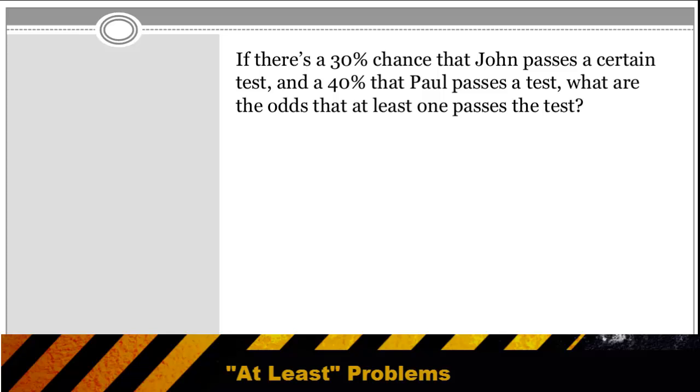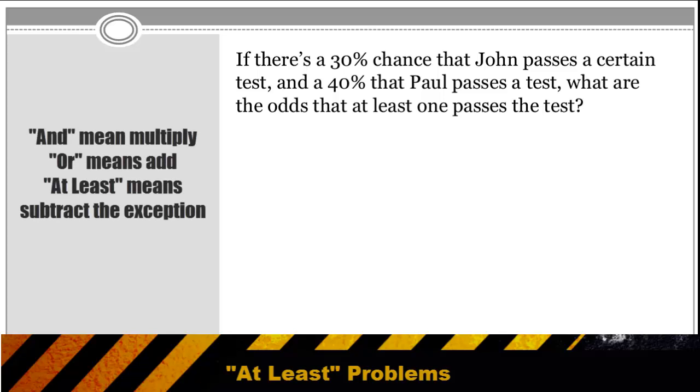In most probability problems, the arithmetic you'll do is not very difficult. The hardest part is wrapping your mind around the situation. In this question, they ask us, what are the odds that at least one of John or Paul passes the test? Which means we could have John pass or Paul pass, or we could have both. Now, there is a shortcut with "at least" problems, and I'll show you that in a bit, but I first want to show you what you could do if you did not know the shortcut.